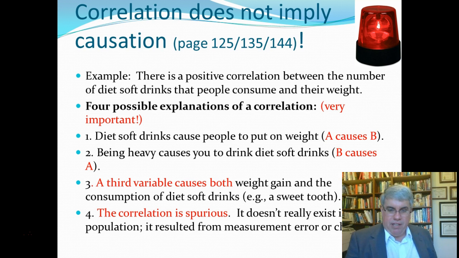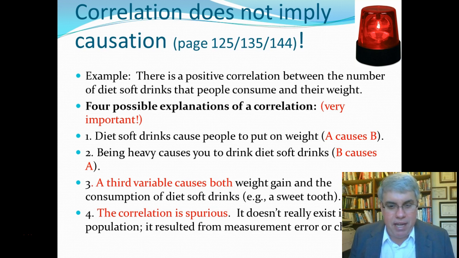A third possibility is that there's a third variable that causes both weight gain and the consumption of diet soft drinks. For example, a sweet tooth. Maybe some people just really like sugary stuff, and they want to eat cookies all the time and cake. So it might cause them to like really sweet stuff, which causes them to put on weight, but they like diet soft drinks because it's sweet too, so they drink a lot of that too. So that would be a third variable causes both A and B.